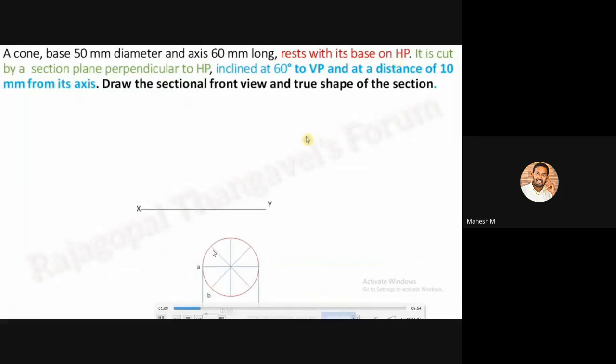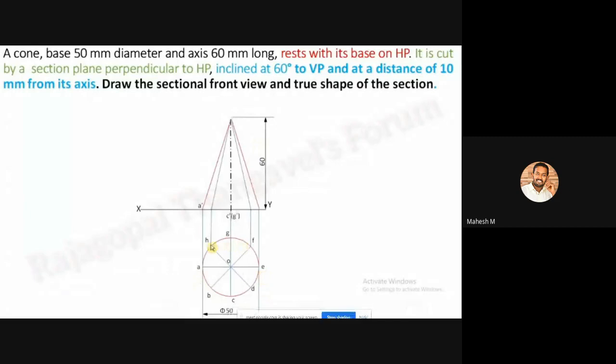So normally you can create a circle with 8 divisions because our base is on HP. So you have to draw the circle in the top view position. Then you can project each and every point towards your front view, and the axis height is 60 mm. Then you can connect all the points with the apex point. So this one is the apex point. You can name this apex point as O dash.